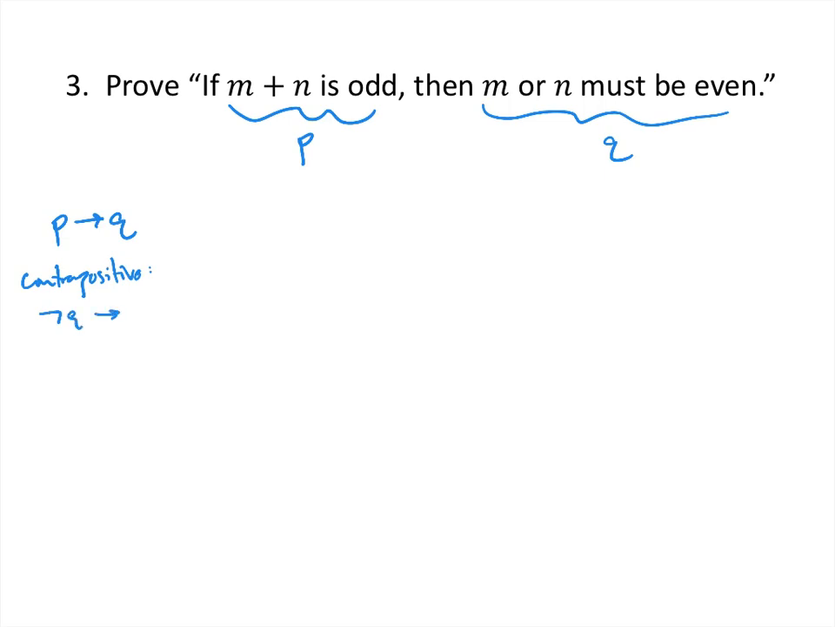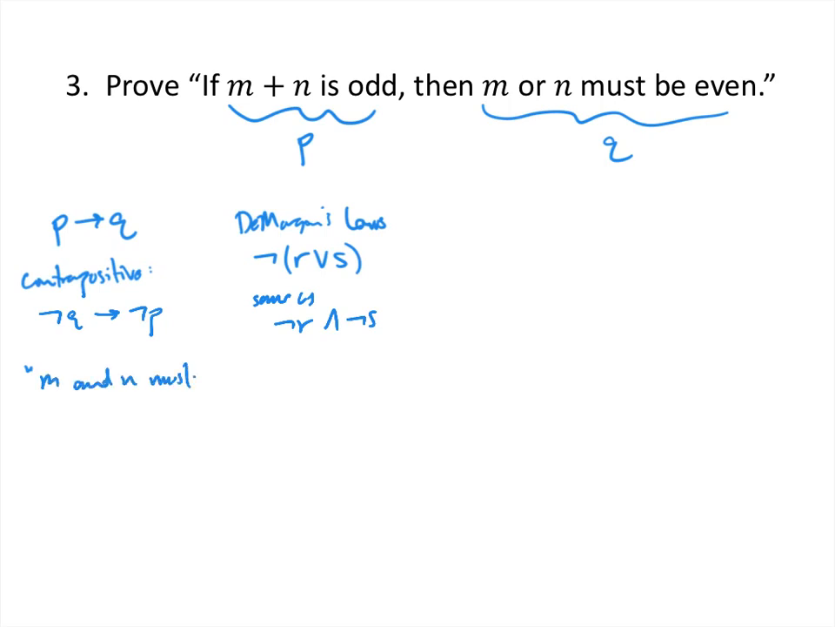has the form not Q implies not P, which in this case would be the statement, well, what's the negation of m or n must be even? Well, remember, we have De Morgan's laws, and one of De Morgan's laws says that if you negate an or, you get an and. So not r or s is the same as not r and not s. So the negation of m or n must be even is that m and n must be odd. So that's the hypothesis of my contrapositive.